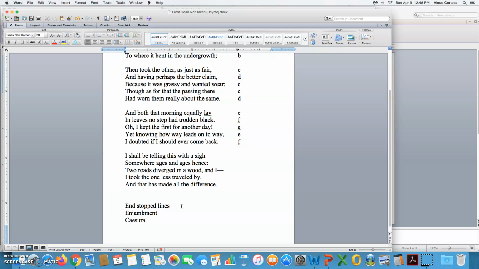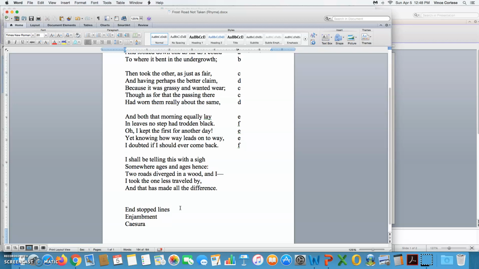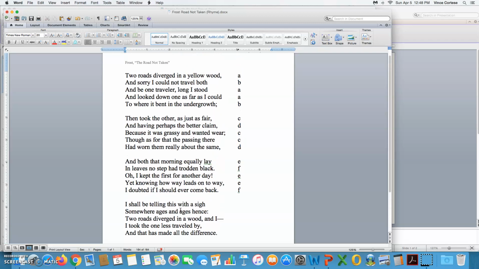And then a caesura, versus a pause being at the end of a line, a caesura is a pause that happens in the middle of a line. And we can see this in the very first stanza of The Road Not Taken. Two roads diverged in yellow wood, and sorry I could not travel both and be one traveler, long I stood, and looked down one as far as I could to where it bent in the undergrowth.